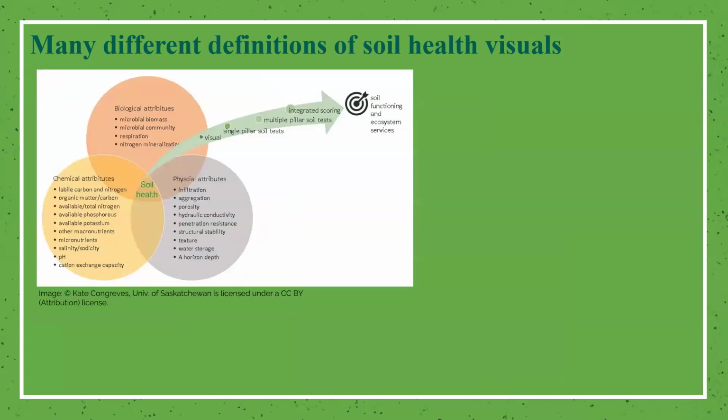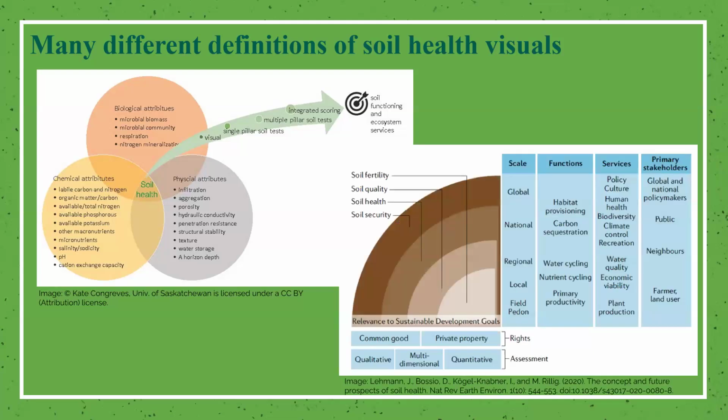This other diagram is similar, but part of the reason why I like it is that it takes it a step further by touching on assessments like visuals and soil test scoring and relating it to soil functioning and ecosystem services. And I want to go meta here for a moment because I also like to think of soil health in layers, right? With soil fertility underpinning soil quality, which underpins soil health, which impacts soil security. And then all of these layers fall into multiple scales from the field all the way up to the global, the soil acting as a skin of the earth.